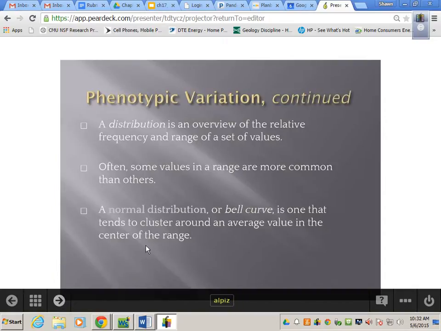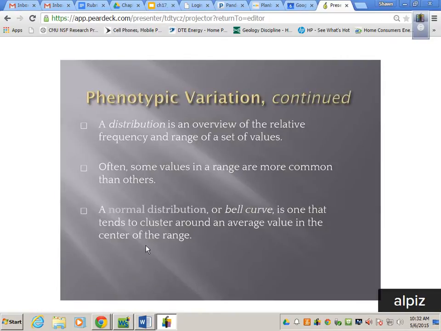So a distribution is a basic overview of the relative frequency and range of a set of values. Oh, and you think range, and you guys automatically go, oh, I know what that is. That's my mean, median, and mode, right? Range, data distribution. You guys remember that from math class? The bell curve, the mean, median, range. Mean, median, mode of a range of data distribution?